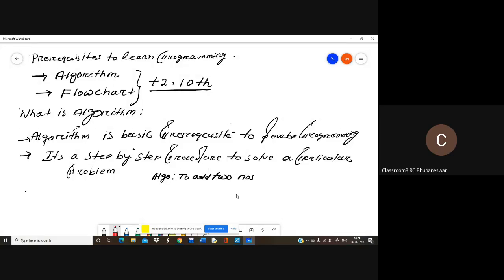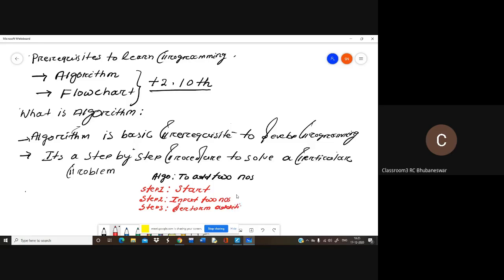Then step one, you have to mention the steps. It is a step-by-step procedure. So it will start with start. You may write in capital, you may write in small also. Then step two: input two numbers. That is important. What is step three? Step three is perform addition.